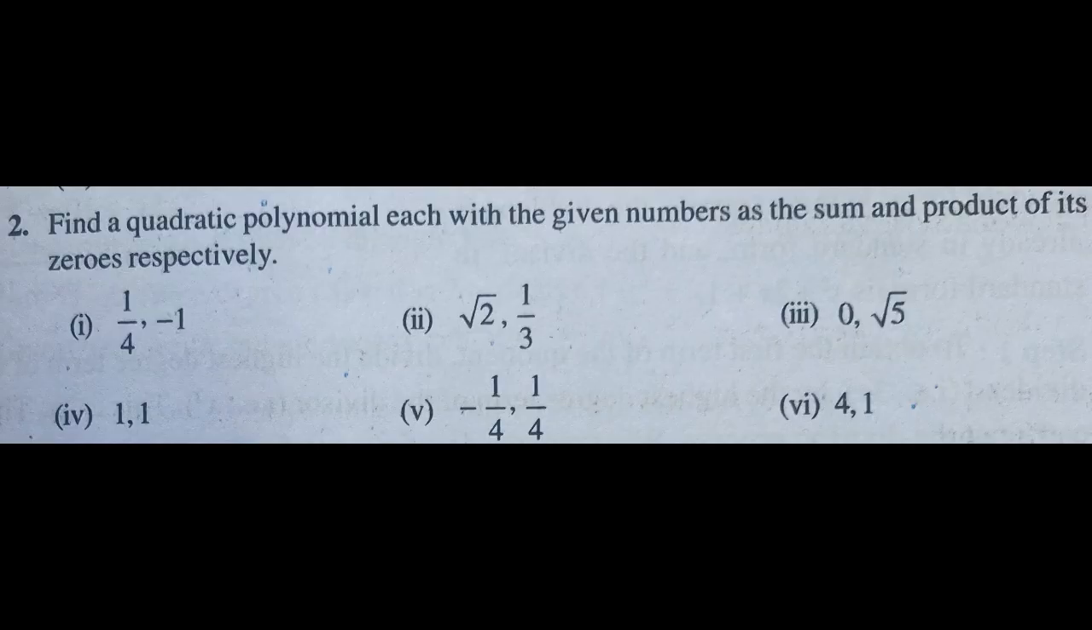Second problem: find a quadratic polynomial, each with the given numbers as the sum and product of its zeros respectively. First one, 1 by 4 and minus 1. They have given the sum of the zeros as 1 by 4 and the product of zeros as minus 1. Our aim is to find the quadratic polynomial.